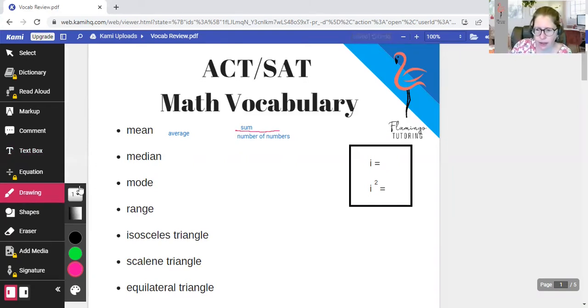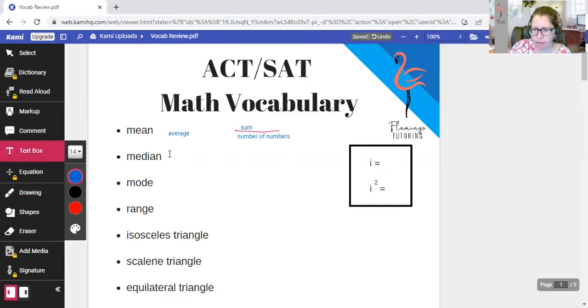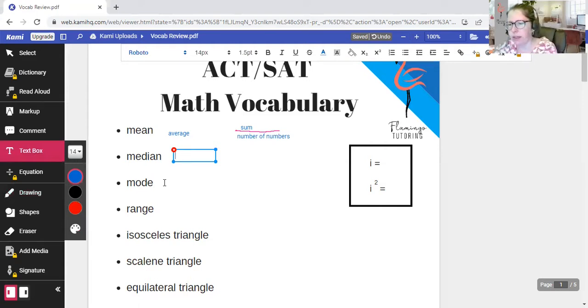All right, and then the median is the middle number when the numbers are in order. That's the big trick. Most students can find the middle number, but you need to make sure they are in order from smallest to largest. All right, the SAT particularly loves to put them out of order.